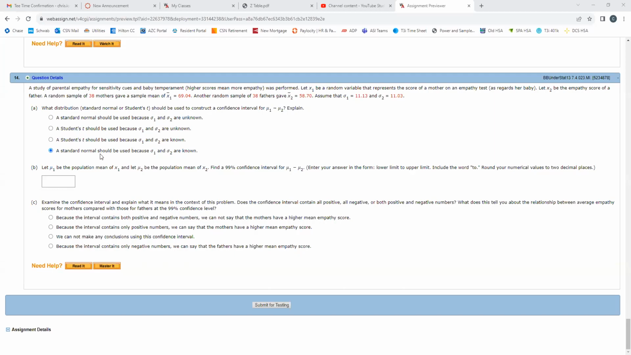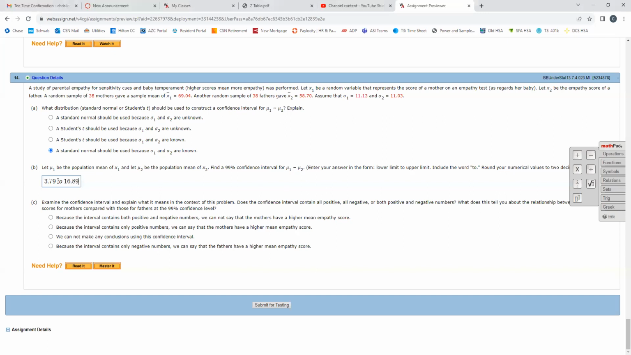We already had part A done. We're going to use the standard normal because we know the standard deviations of the population. And then we can enter our results here, right? The way they want us to do this is lower bound, then the word "to", then upper bound. So our lower bound was 3.792. It wants us to round it to 2 decimal places. So that's going to give me 3.79 to upper bound 16.89. And so now we've constructed our 99% confidence interval for this one right here.